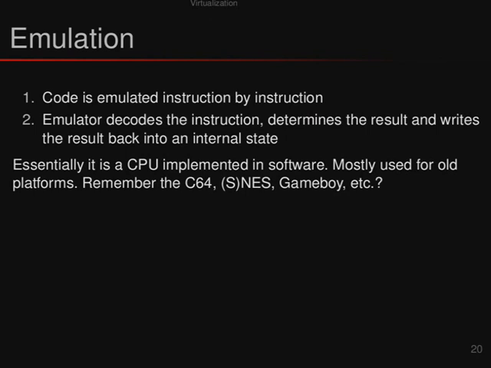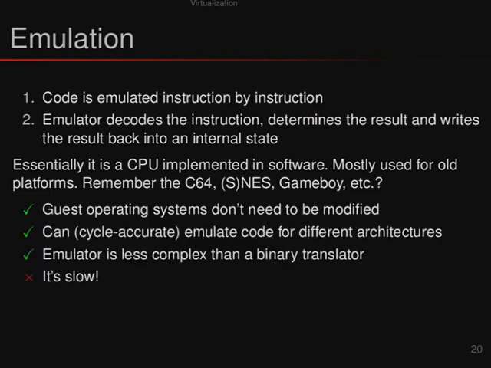It's mostly used for old platforms because it's very, very slow. The C64, the Nintendo Entertainment System, the Super Nintendo Entertainment System, Game Boy, and so on, and so on, and so on. Also, the guest operating systems, if there is one, the Game Boy doesn't really have an operating system, doesn't need to be modified. It can be made cycle accurate. Emulation is the only thing that can be made cycle accurate.